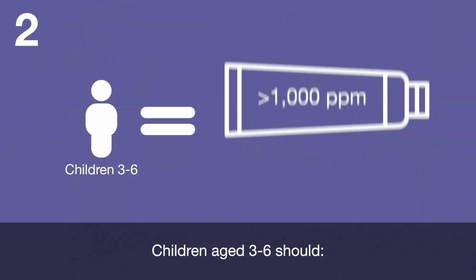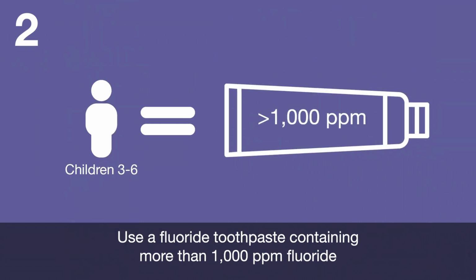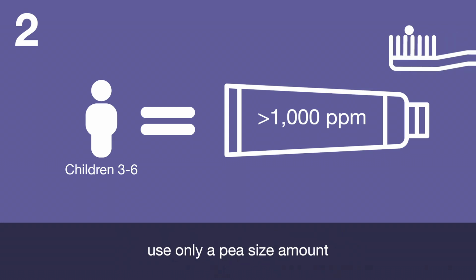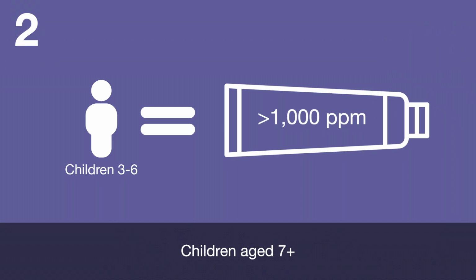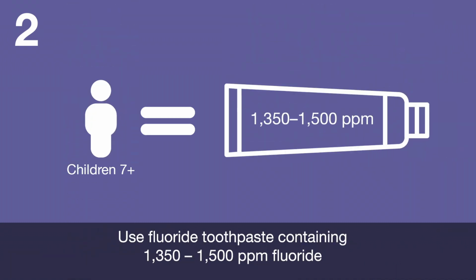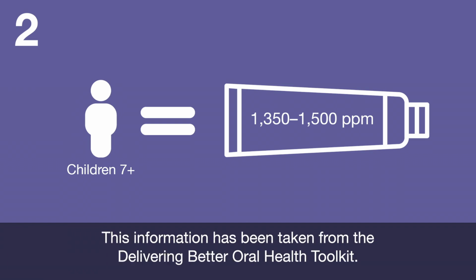Children aged 3 to 6 should use a fluoride toothpaste containing more than 1,000 ppm fluoride. Use only a pea-size amount. Children aged 7 plus use fluoride toothpaste containing 1,350 to 1,500 ppm fluoride. This information has been taken from the Delivering Better Oral Health Toolkit.